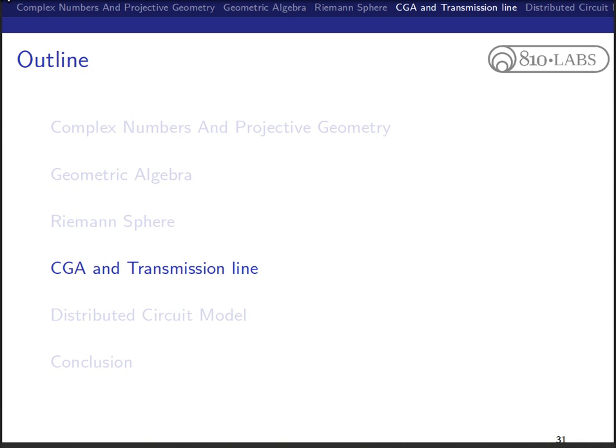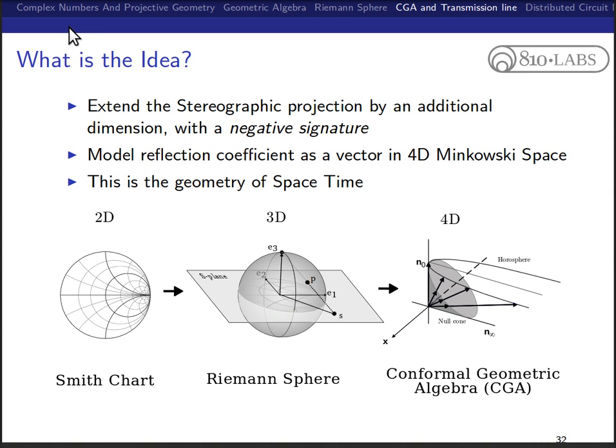Now we're going to talk about conformal geometric algebra. The idea is to extend our stereographic projection model by an additional dimension with negative signature, meaning it squares to -1. Then we model the reflection coefficient as a vector in this four-dimensional Minkowski space. It's interesting to note that this geometry is that of space-time, so it's well understood, and rotations in this space are known as Lorentz transformations. Here we're going from the sphere to this four-dimensional space. This is just a 3D projection of it because we can't draw four-dimensional spaces.